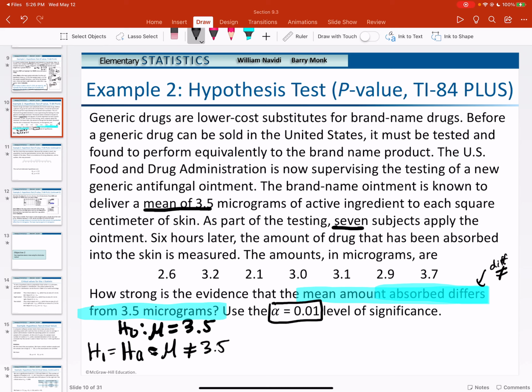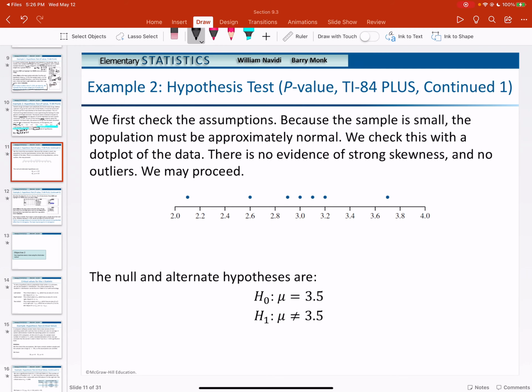And we have 7 subjects, and this is our data. So we're going to need to enter this into a list. Okay, so let's go ahead and do that. Oh, we need to check the conditions, right? The assumptions. Because it's small, it's only 7 points, we have to check that the population is approximately normal. So a good way to do that is create a dot plot. There's no strong skewness and no outliers, so we can keep going.